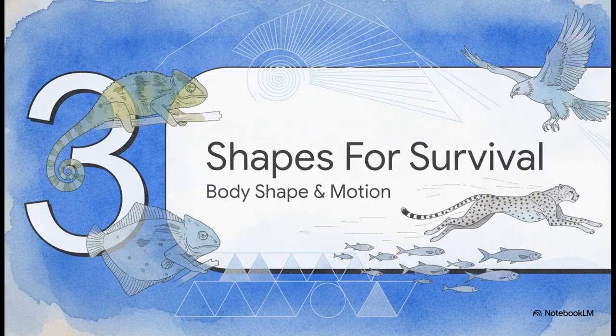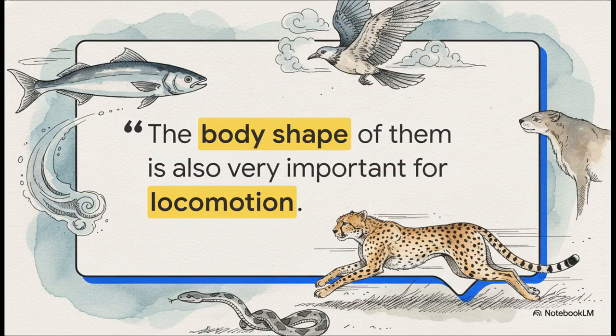Which brings us to Section 3, Shapes for Survival. Because as it turns out, color is only half the battle. We've seen how animals hide, but survival also requires movement. As Chapter 6 points out, the body shape of them is also very important for locomotion. It is a core scientific truth. How an animal actually moves through its environment, its locomotion, is entirely dictated by its physical silhouette. You literally cannot separate the biological design of the animal from the way it navigates the world.